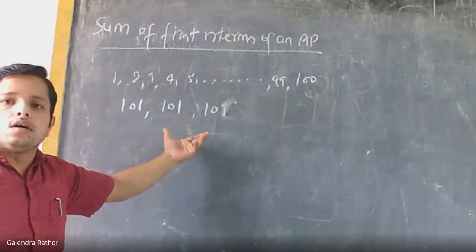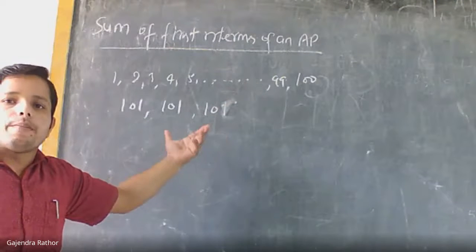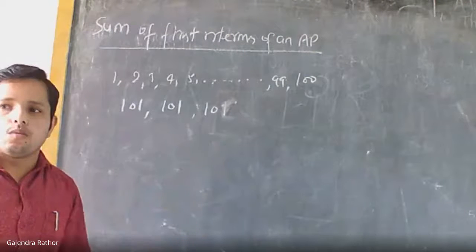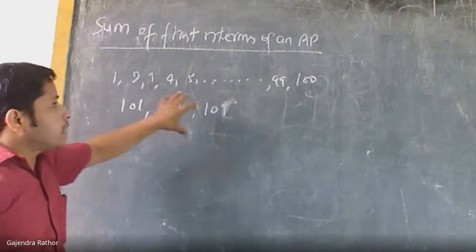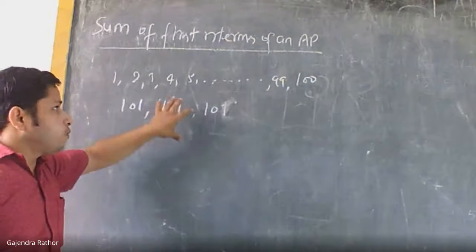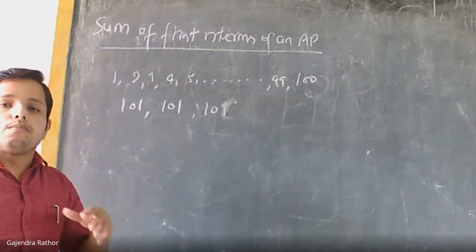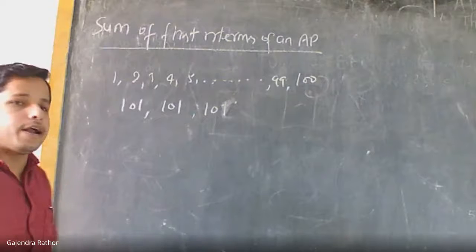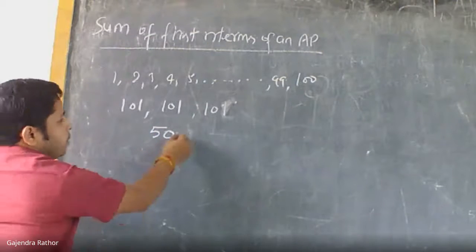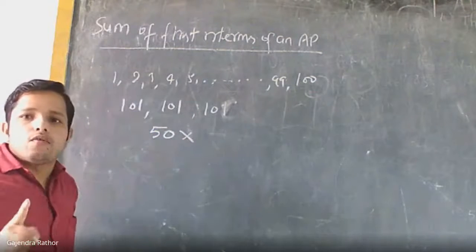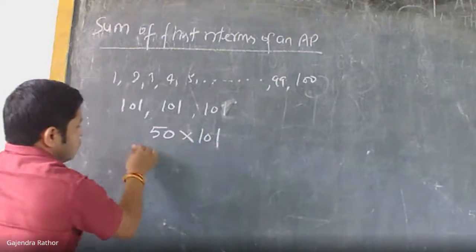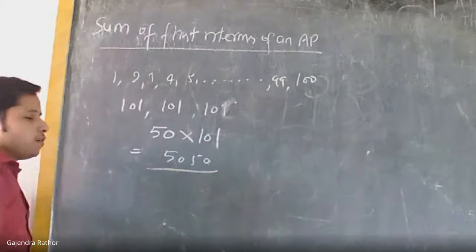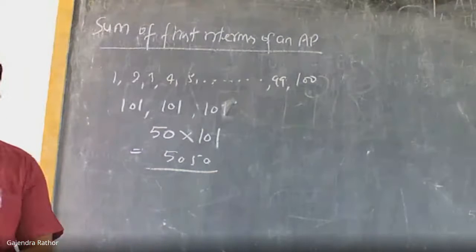So how many such pairs will be present? How many such pairs can we make whose sum is 101? The total numbers are 100. So we can make 50 pairs whose sum is 101. Okay. So 50 pairs and the value of one pair is 101. We can easily multiply and find the sum. That is 5050.